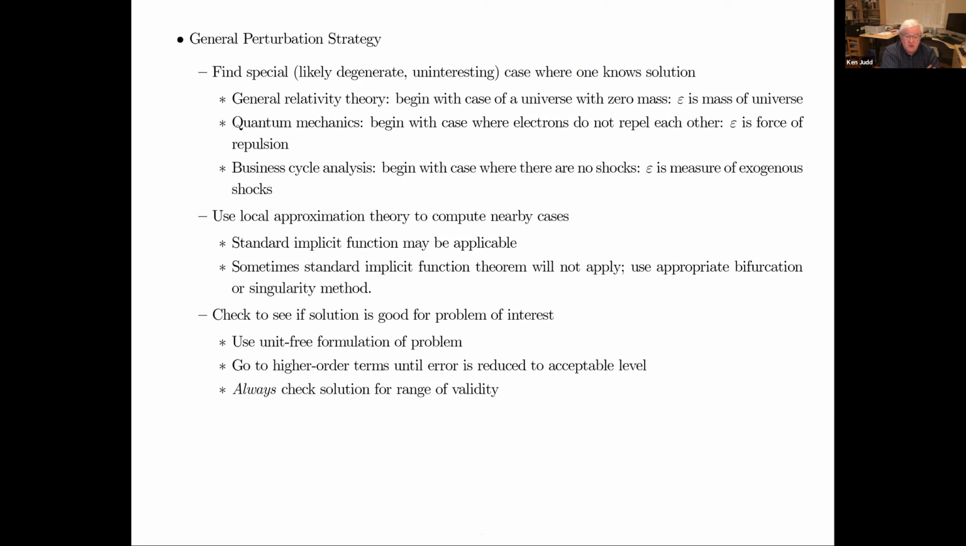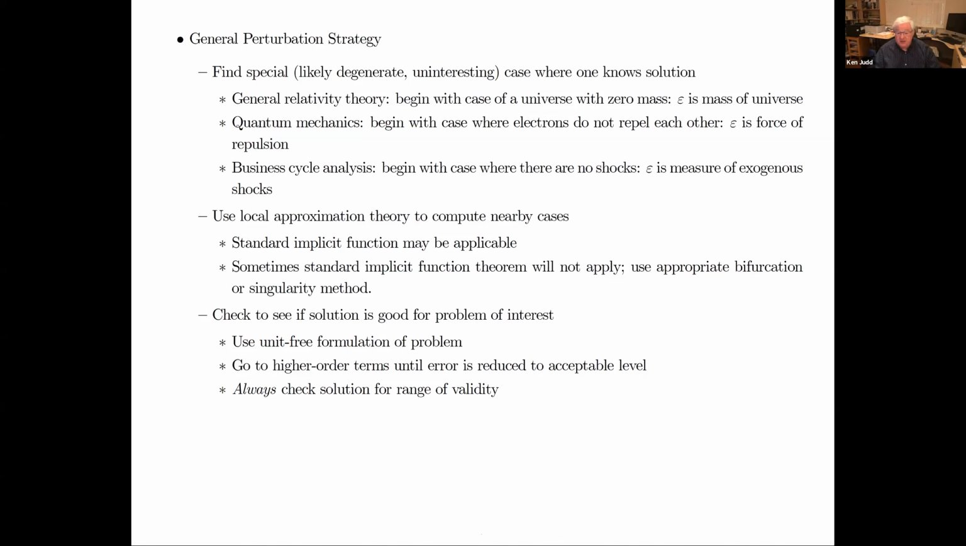By the way, some of you may have also heard about some research into gravitational waves. Well, that's how they compute what a gravitational wave should look like. They do a Taylor series expansion. Quantum mechanics, what happens? You start with a case where electrons do not repel each other, solve that easily. Then epsilon is the force of repulsion, and then you do a Taylor series expansion in that force of repulsion. It's perturbation. By the way, some of you may have heard of Feynman diagrams. Feynman diagrams are just pictures of perturbation methods. That's all they are.